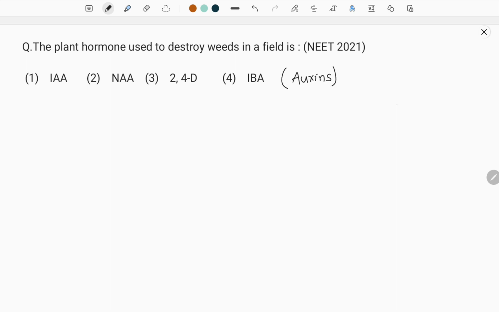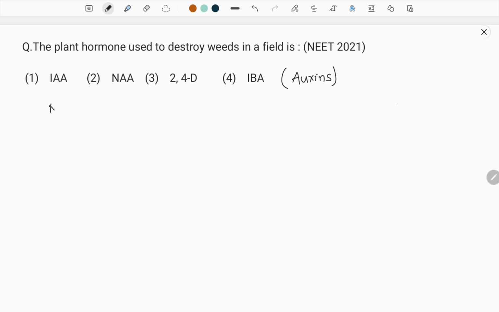So, auxins are the first discovered phytohormones. Charles Darwin, Francis Darwin, F.W. Went, Boysen Jensen, and many more scientists were involved in the discovery of auxins. So let us see here. Auxin is derived from a word meaning to increase.